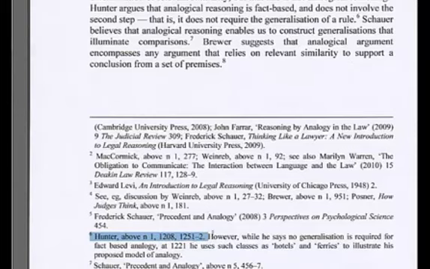The writer continues to say, however, while he says no generalization is required for fact-based analogy, at 1221, so page 1221, he uses such classes as hotels and ferries to illustrate his proposed model of analogy. So there the writer is really saying, this isn't that important that I'm going to put it in the text because they don't want to take the reader's mind away from the actual point. But if you are interested or want to give extra information, you can use a footnote to do that.